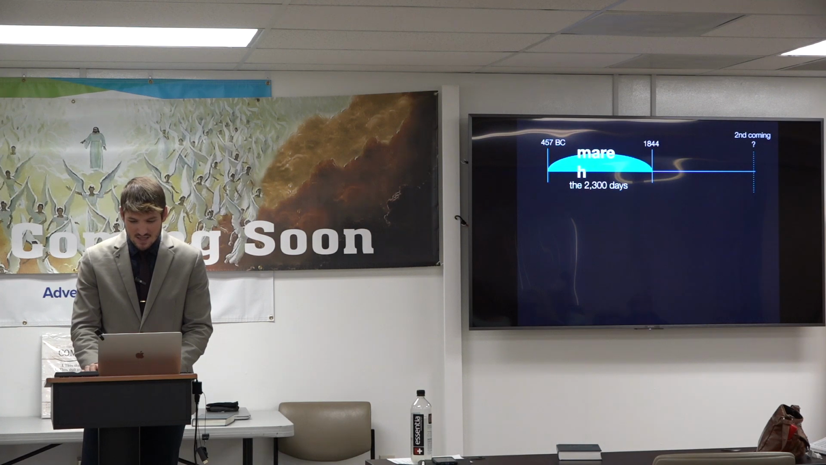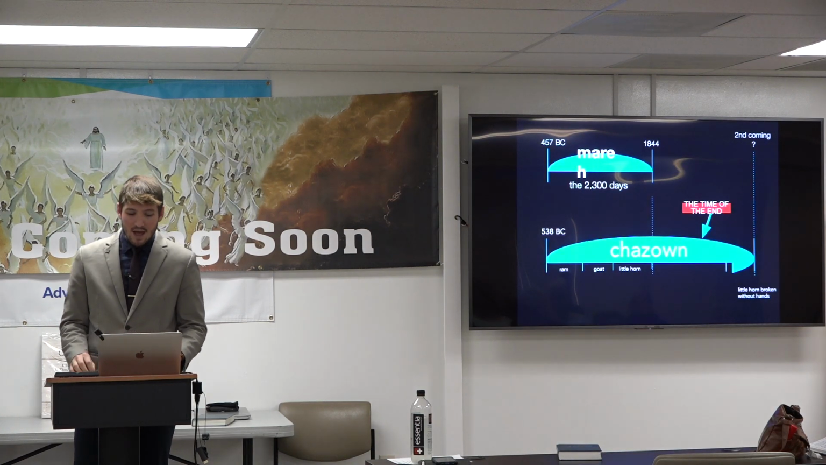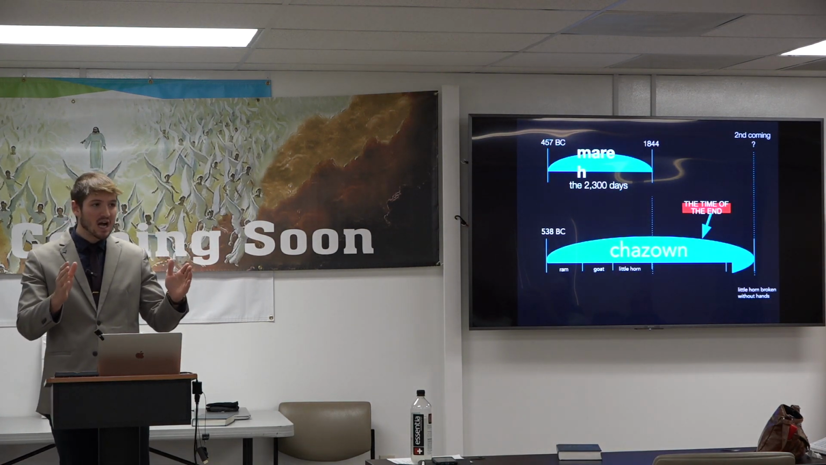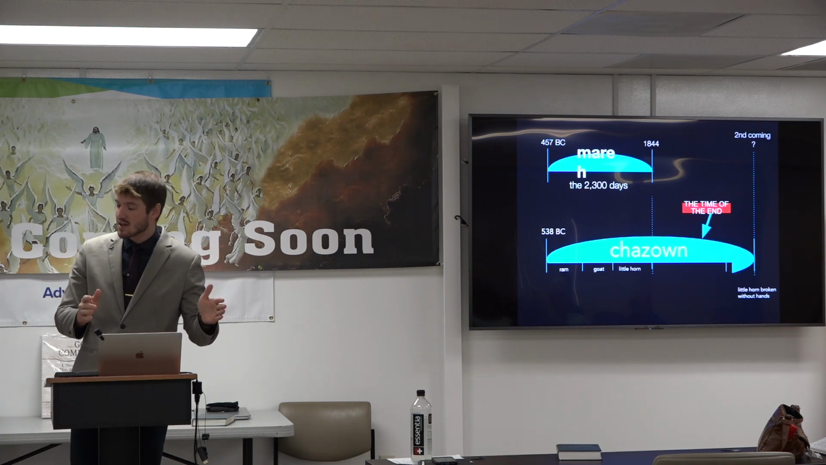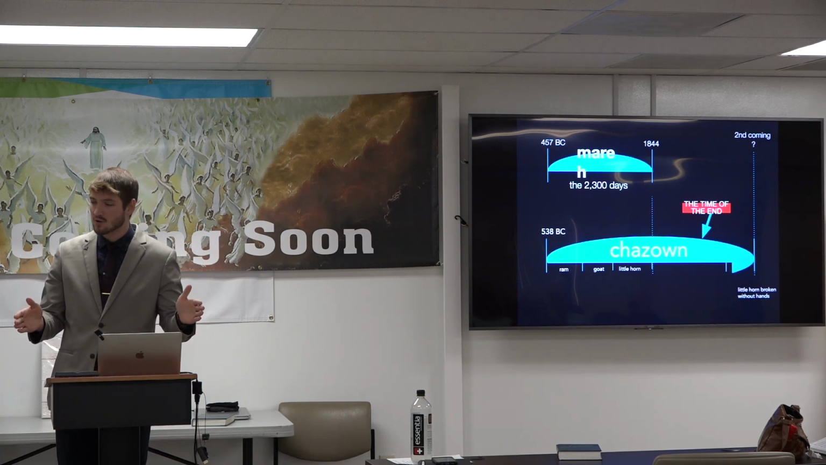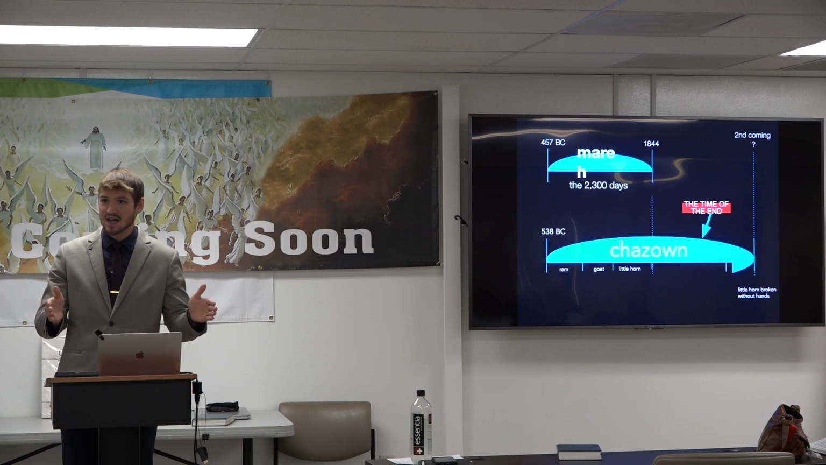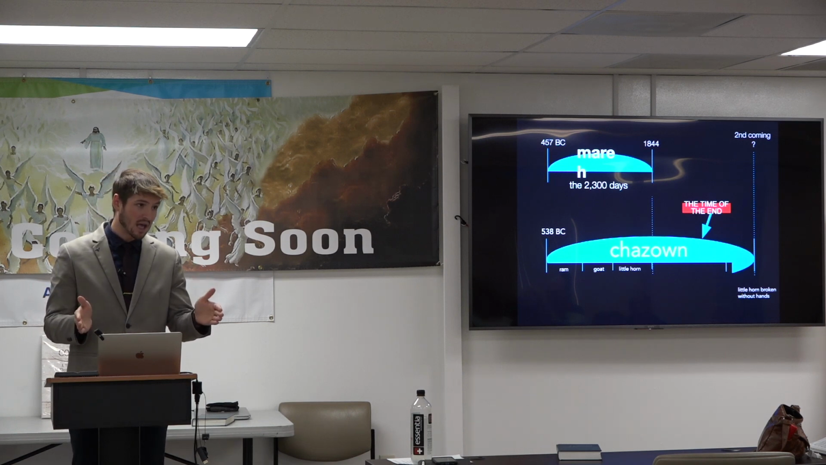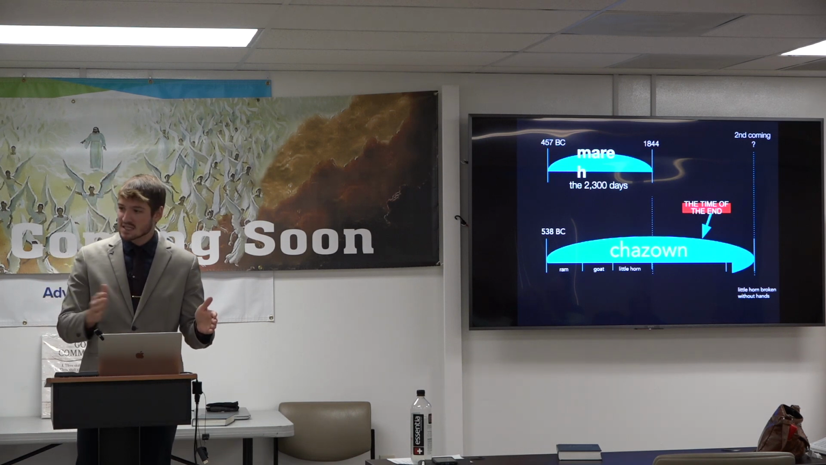So here's a visualization. The Mareh is a definite period of time which spans from 457 BC to 1844, exactly 2,300 years to the day. But it doesn't expand beyond that.